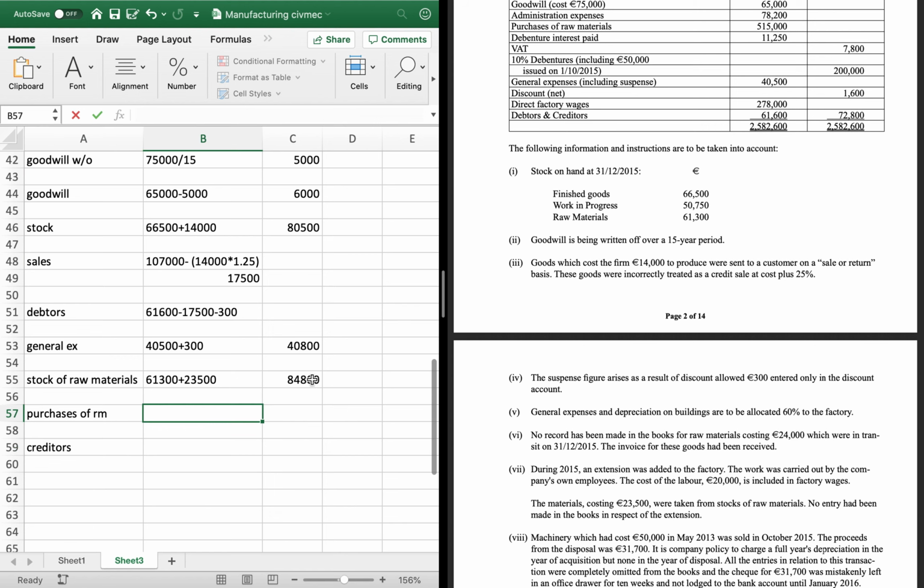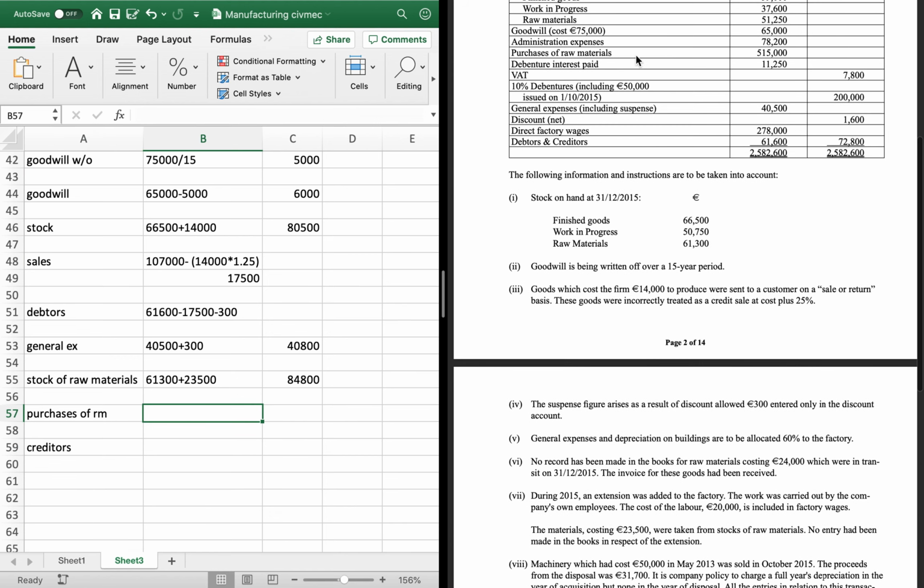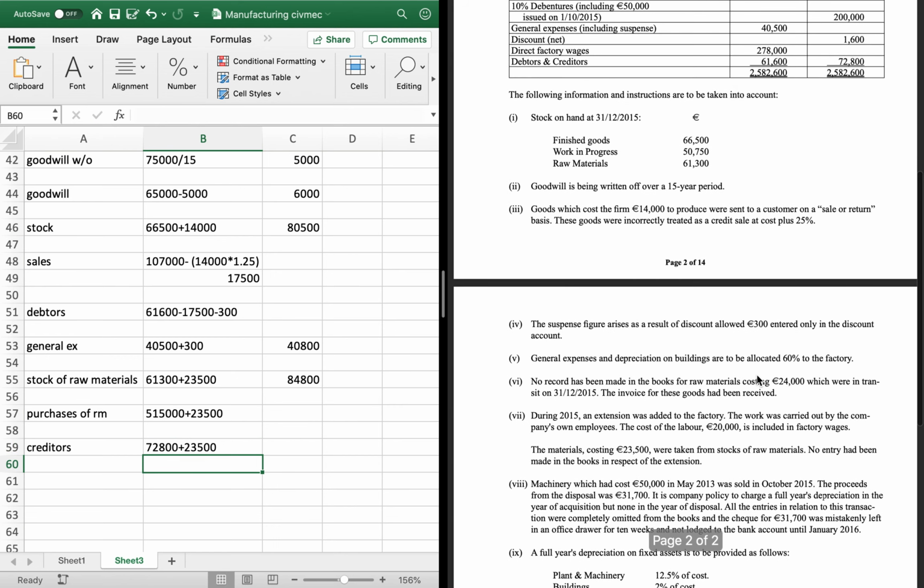So you've bought raw materials for 515,000. You haven't taken into account that you've bought more goods in transit costing 23.5, so you add them on, and you add the 23.5 to creditors as well. So 72.8 plus 23.5. Okay, so that's that one done. So stock, purchases and creditors for goods in transit.